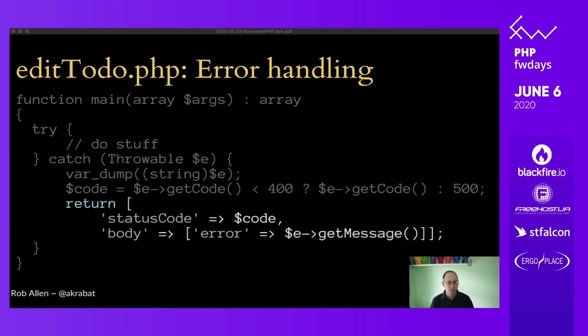This is an error situation, so we're going to return our status code. The status code is going to be somewhere between 400 and 500-ish, something like that. And then we're going to output our body with our actual error message from the code. What we're returning is what goes back down the wire to our client.